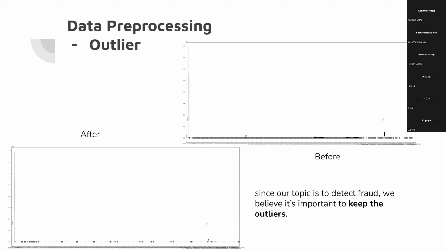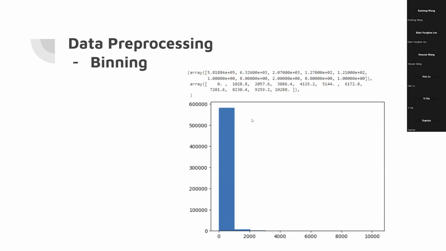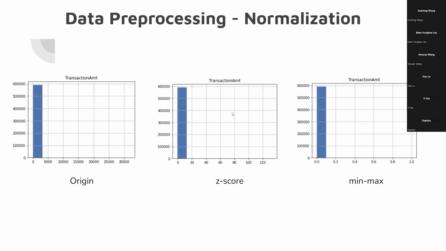And this is the outlier. We have tried to find outliers, and since our topic is to detect fraud, we believe it's important to keep the outliers, but we can still see in the plot that we found some outliers in our data set. The next part is binning. We have tried to do binning, and sorry, I forgot this one. I'll try to explain this later.